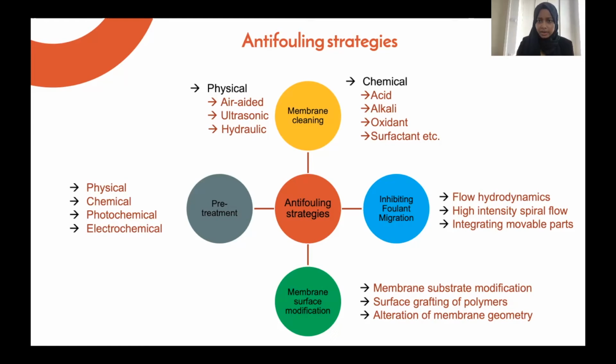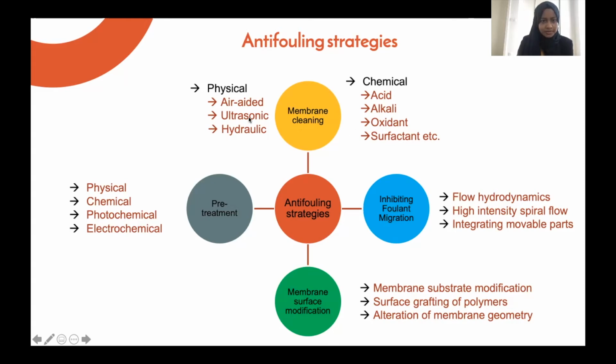And another one from the chemical side is basically the use of frequent chemical cleaning with acids, alkali, oxidants, surfactants, and many more reductants like hydrogen peroxide, very harsh chemicals. In my opinion, the physical strategies are more environmentally friendly than chemical, because there is an environmental toll that these chemicals bring about with the frequent cleaning of the membrane.